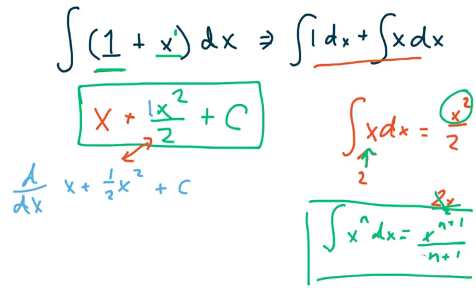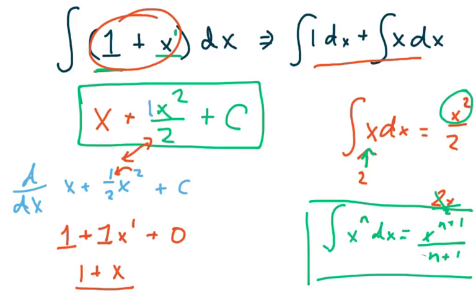So if I look back at the derivative and I take the derivative of this whole thing, well, the derivative of x is 1 plus the derivative of 1/2 x squared. Well, 2 times 1/2 is 1, and x squared is going to become x to the first power. And the derivative of any constant is 0. So that leaves me with 1 plus x. Was that the original function I started with? Absolutely. So that means that we took the antiderivative appropriately and correctly.